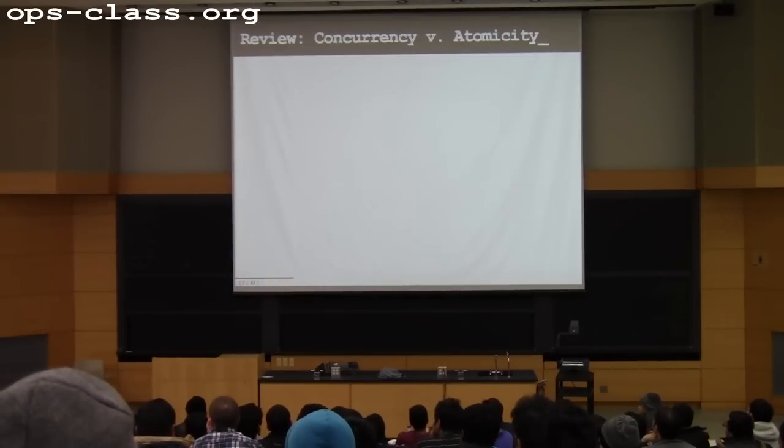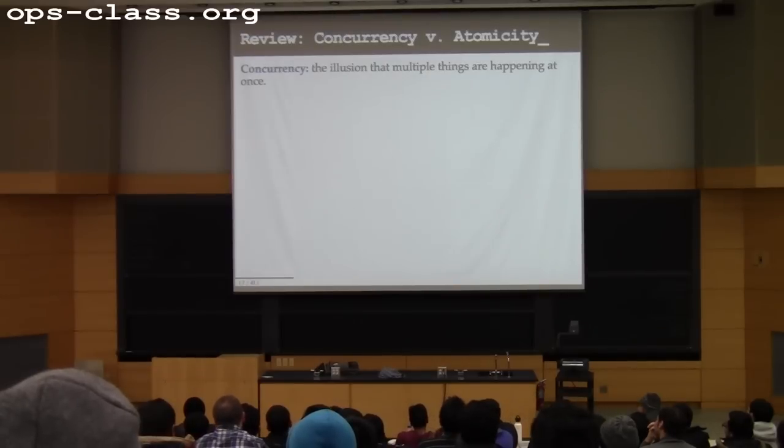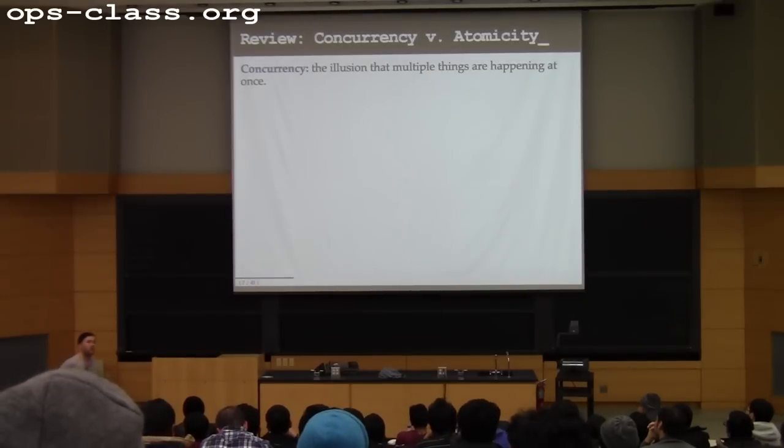Okay, so concurrency and atomicity, right? Concurrency is the illusion that there's a lot more going on in your system than you think there is. What is atomicity?